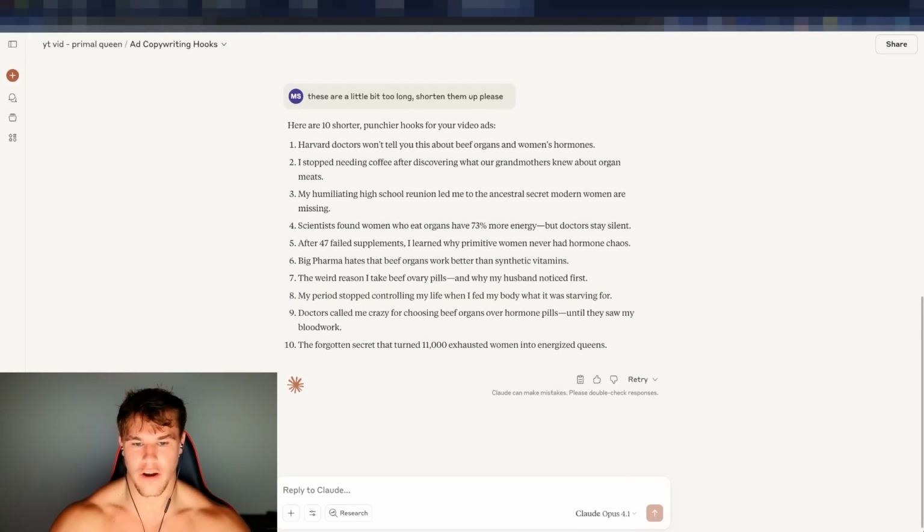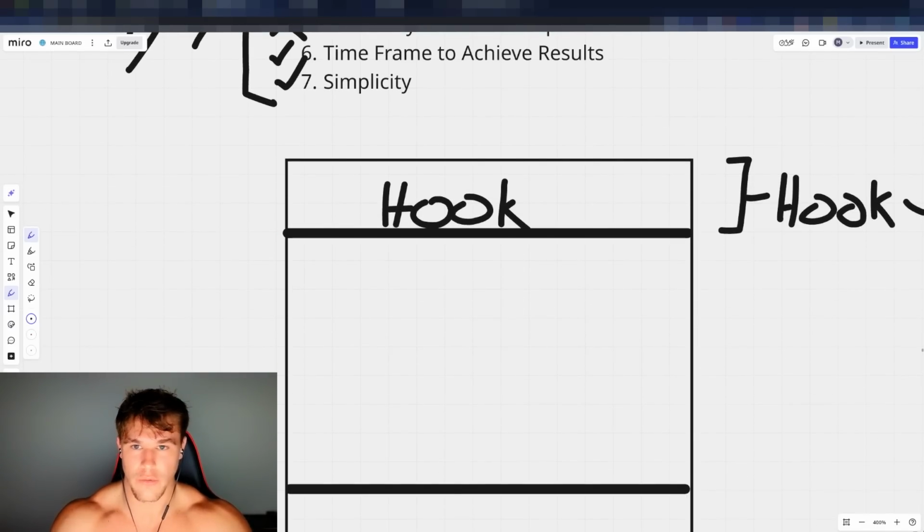Some of these are obviously better than others, but this is a great way just to get you started, right? You don't need to be ripping ads. You can take the philosophy of why other brands are scaling successfully and just reverse engineer for your own brand.